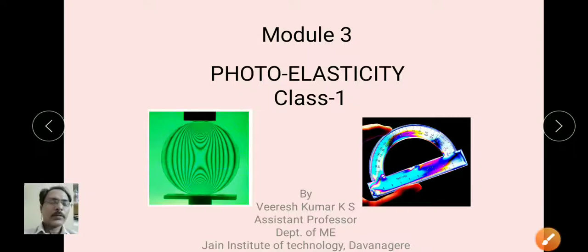Friends, today we are going to start with a new module, that is photoelasticity. In the earlier two modules we have discussed the different types of strain gauges and strain gauge rosettes. Now this is another method in experimental stress analysis where we are using light energy, to determine the stresses developed in a material.